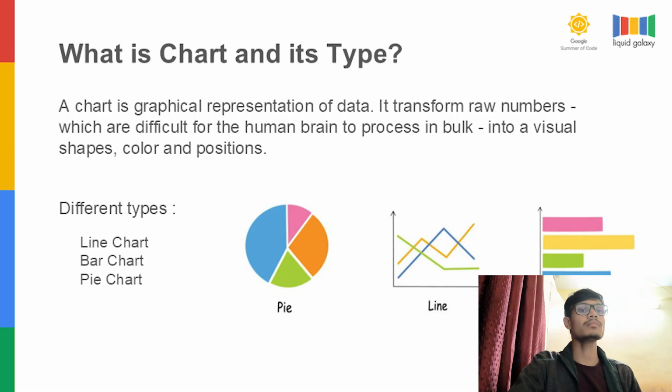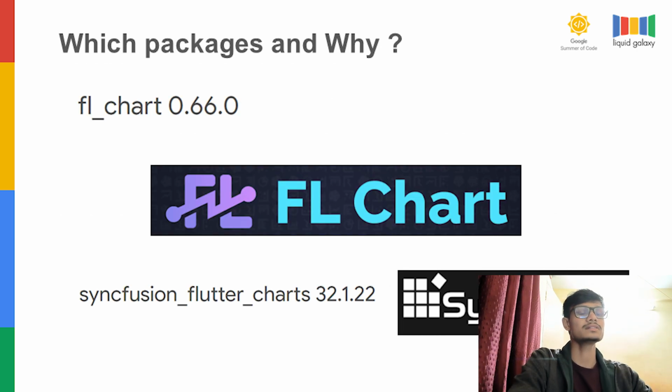It transforms raw numbers, which are difficult for a human brain to process in bulk, into visual shapes, colors and positions. There are a lot of charts like line chart, pie chart and bar chart, and there are many other charts that are used for different purposes. Next, let's come to which packages and why.